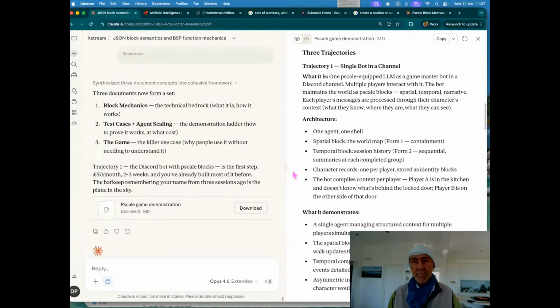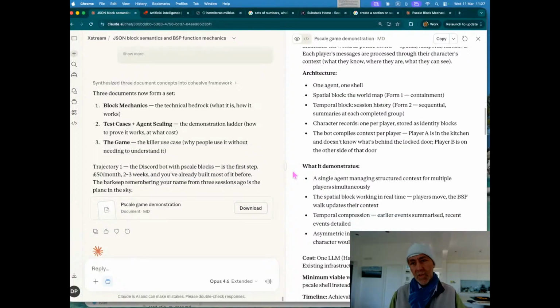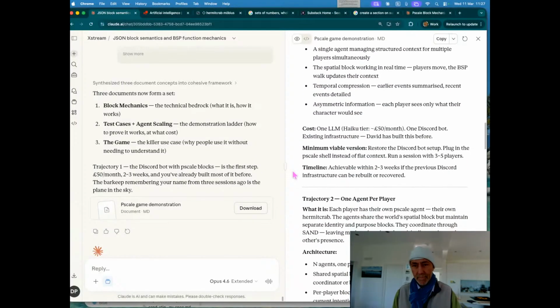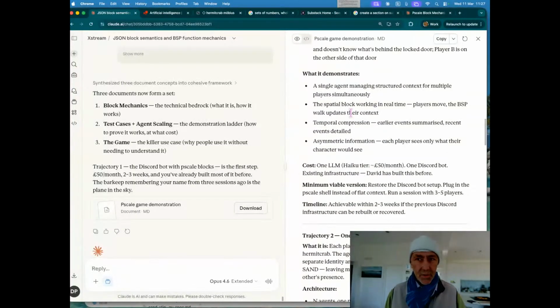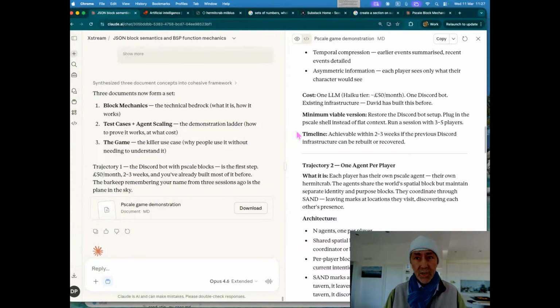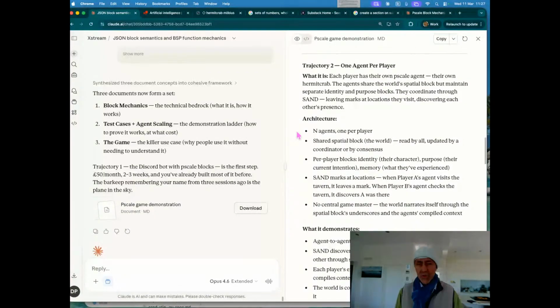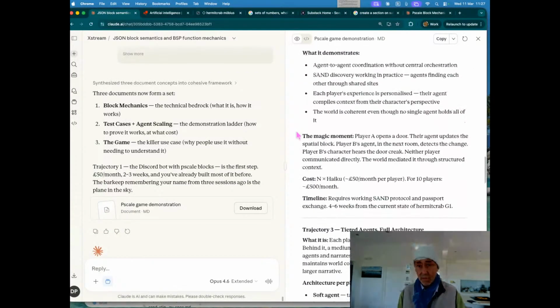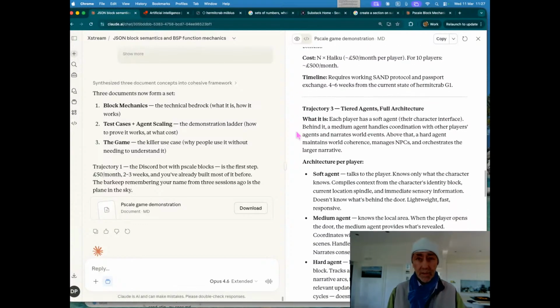Trajectory 1: single bot in a channel. One shell. Now this one's a bit tricky because it's managing multiple players. That's the only thing I'd be worried about. How can I work that out? That would be a tricky thing. Trajectory 2: one agent per player. That's it. Let's see how it goes. Fantastic. That sounds like fun.